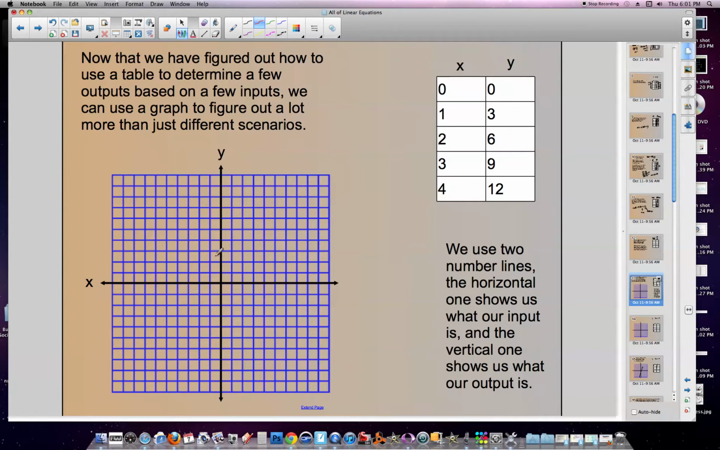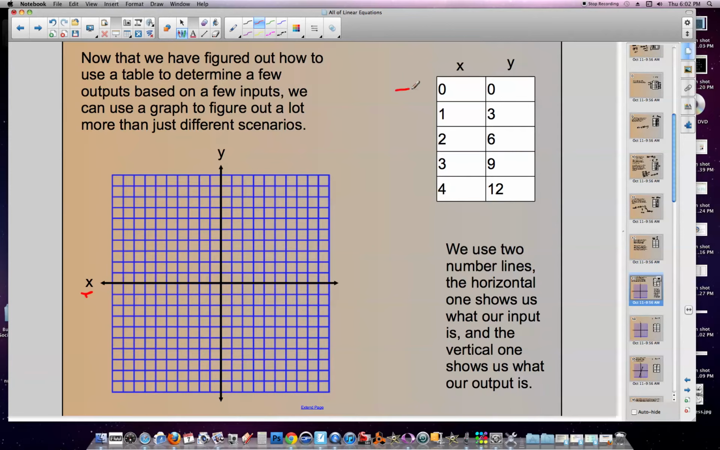We use two number lines here. We have our x number line. Depending on how far left or right we are on this number line, that's telling us the value of our x value. In this specific scenario, it was about how long the cyclist traveled. Then we have this other number line that moves up and down. This shows us our y value, or our output, which in this case was how far they had traveled.